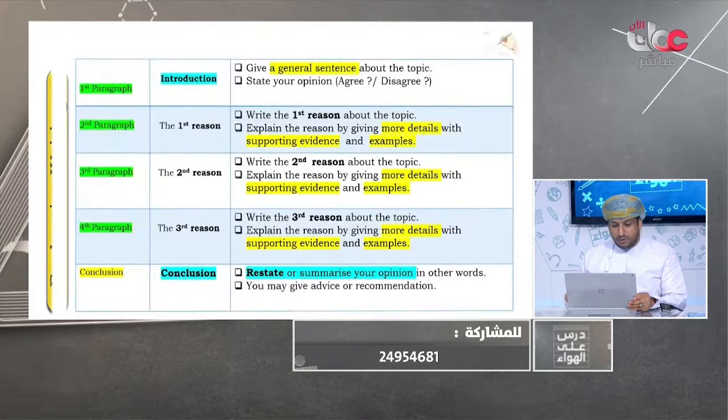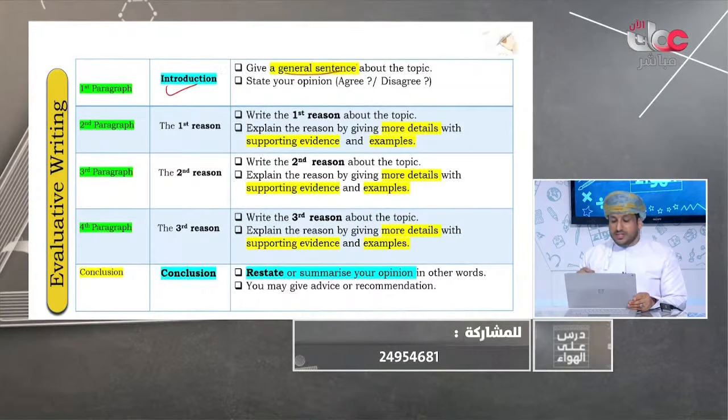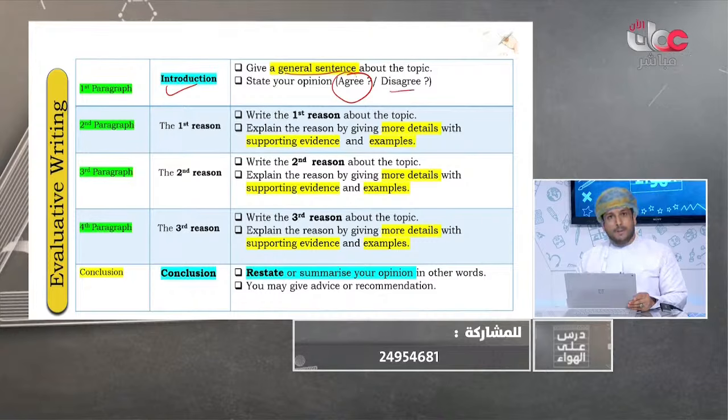Here I have prepared something for you. The introduction will give a general statement about the topic. Then you will state your opinion. You have to choose either agree or disagree. اختار واحد. Only choose one. The first paragraph, the first reason. البراجراف الأول يكون السبب الأول. تشرح السبب الأول. تكتبه. What is the first reason?